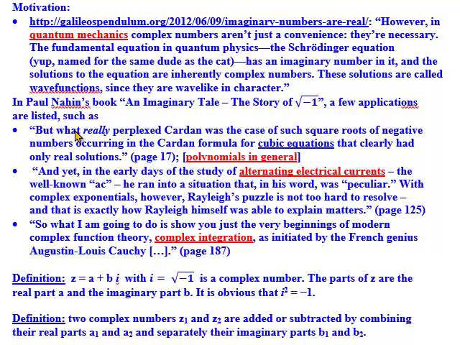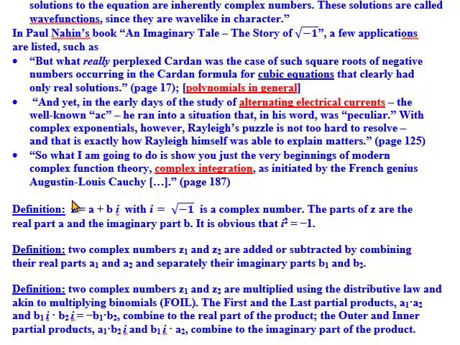In Paul Nahin's book, An Imaginary Tale, the story of the square root of -1, a few applications are listed, such as: but what really perplexed Cardan was the case of such square roots of negative numbers occurring in the Cardan formula for cubic equations that clearly had only real solutions, polynomials in general. And yet, in the early days of the study of alternating electrical currents, the well-known AC, he ran into a situation that, in his word, was peculiar. With complex exponentials, however, Rayleigh's puzzle is not too hard to resolve, and that is exactly how Rayleigh himself was able to explain matters.